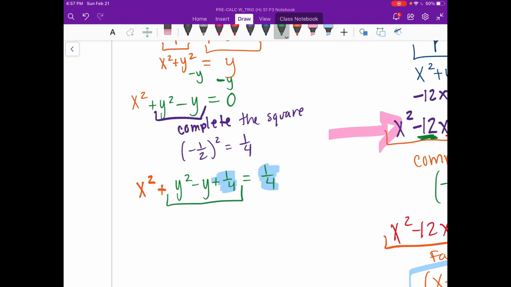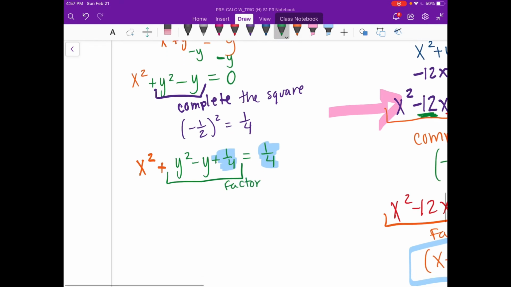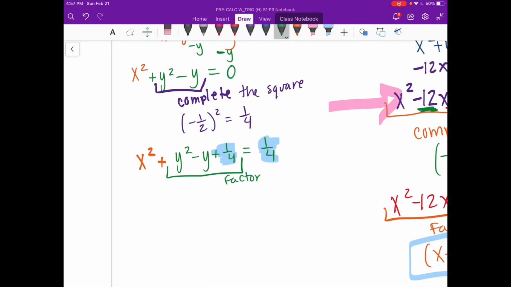So from here, we're going to factor this trinomial. And again, the whole point is to get the same term being squared. So you get y minus 1/2 squared here. The 1/4 is still over here, and we still have the plus x squared. I know that I'm done because I have an x term plus a y term all together, and then that equals a constant, so 1/4 in this case.